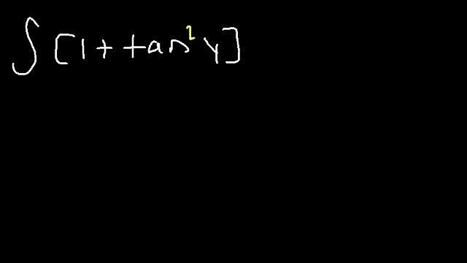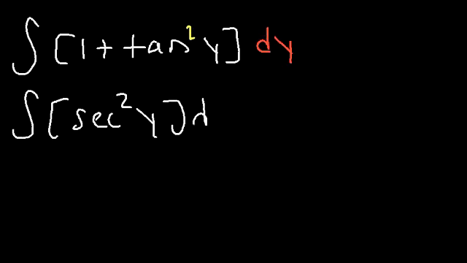Now what is the antiderivative of 1 plus tangent squared y dy? So what can we do here? The antiderivative of 1 dy is just y. But the antiderivative of tangent squared, we don't have an expression for that. However, 1 plus tan squared is an identity. 1 plus tan squared is secant squared. And the antiderivative of secant squared is simply tangent. So the whole answer is tangent y plus c.